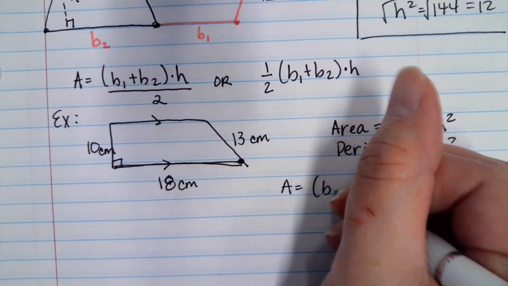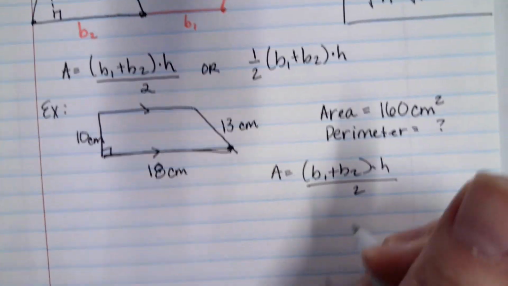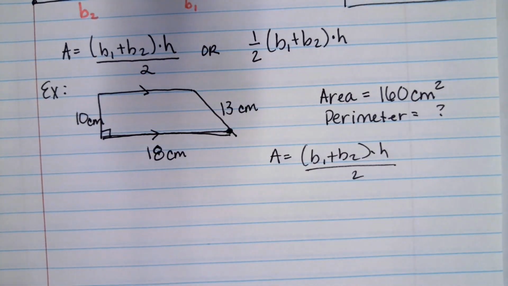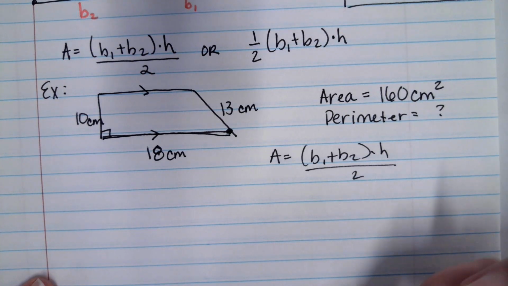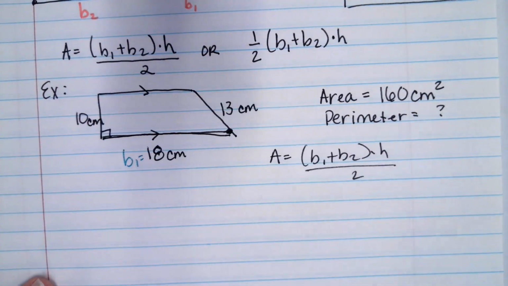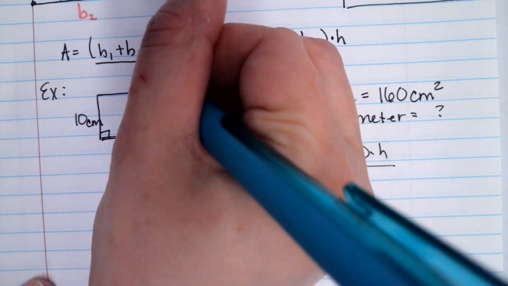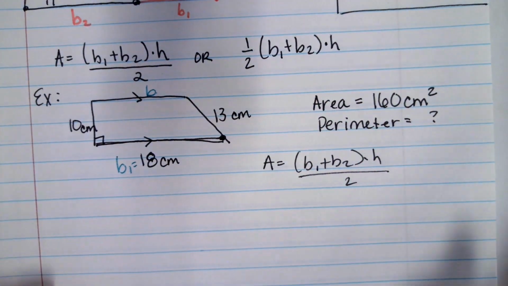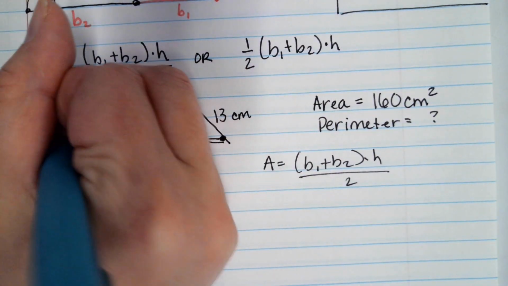I'm going to do base 1 plus base 2 times the height divided by 2. Okay, so I have what information? I have base 1. Do I have base 2? No, I'm missing one of my bases, so I'm just going to call that B for base. What's my height? 10, yeah. My height is 10.